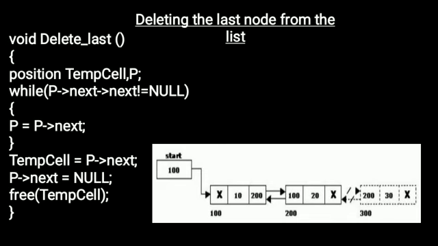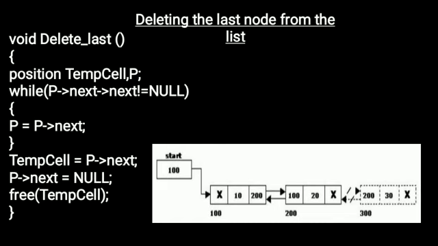Now let's see how to delete the last node from the list. Return type void. Function name is delete last. Then declare the position of temp cell and the position of last node. We find the last node by using a while loop. Loop starts from the first node.